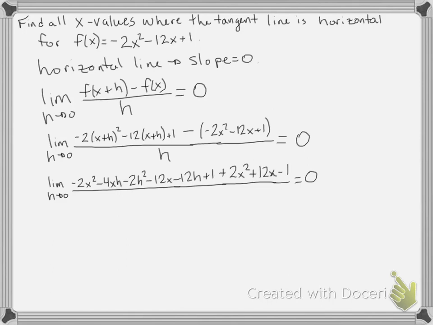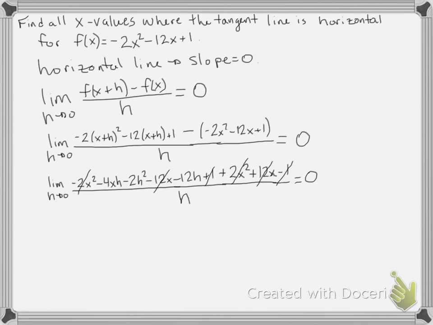So, there's our equation. It looks nasty, it looks ugly, it's this huge old equation, but you know what? It's going to work out really, really nicely. See, if I look at the things that match up, I got a negative 2x squared and a positive 2x squared. That adds up to 0. I got a negative 12x and a positive 12x. That adds up to 0. I got a positive 1 and a negative 1. That all adds up to 0.